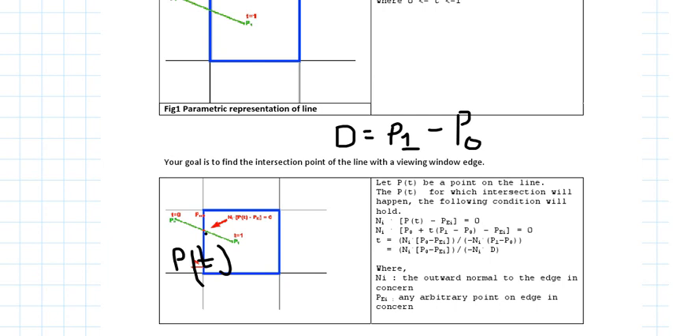I hope you have given it a thought. Now, when the value of d can be 0, if p1 equals p0, when will it happen? If it is a point. That means if the line is something like this, in this case it is a point. So essentially p1 will be equal to p0.